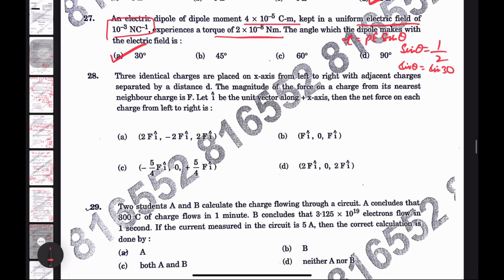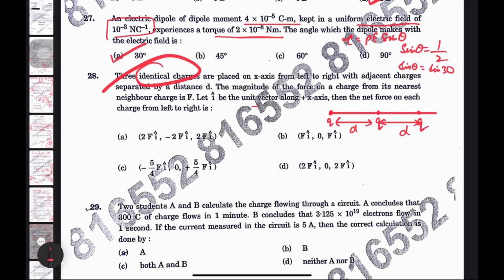Then we have three identical charges placed on the x-axis from left to right. So let us place these three charges q, q and q from left to right, identical, with adjacent charges separated by distance d. So the distance between these two adjacent charges is d, and between these two adjacent charges is again d. The magnitude of force on a charge from its nearest neighbor charge is F. So the force experienced by one charged particle due to its neighboring charge is F.